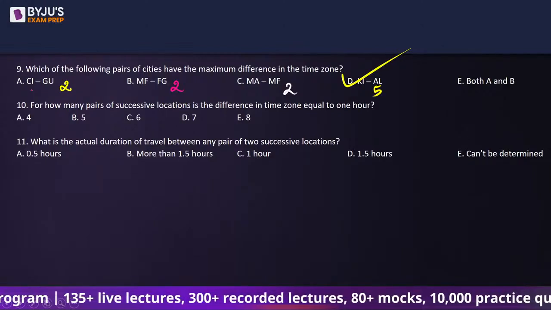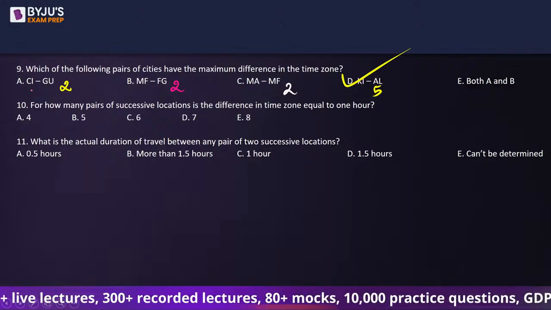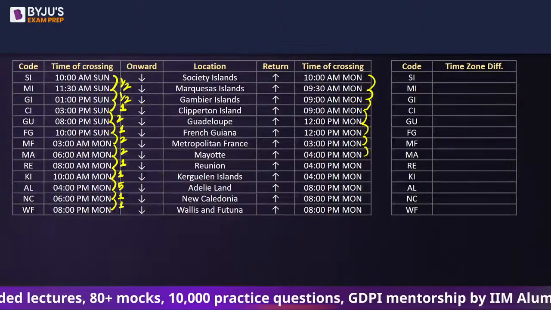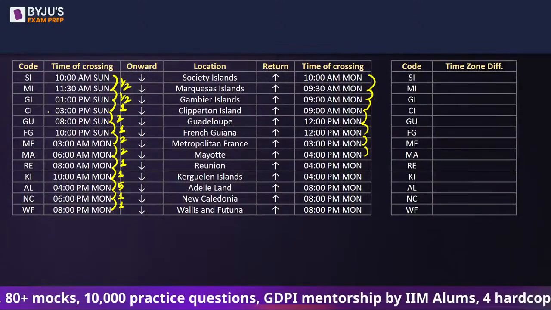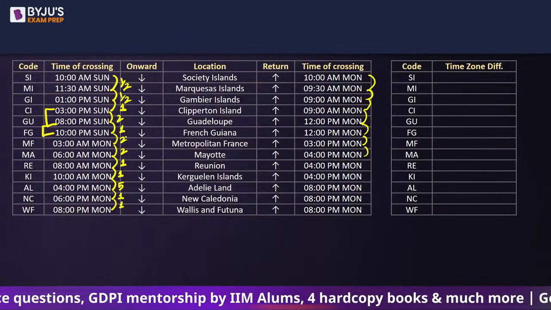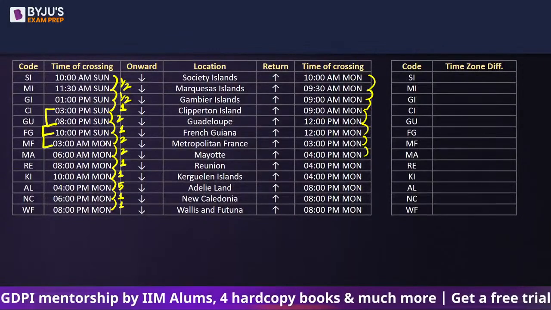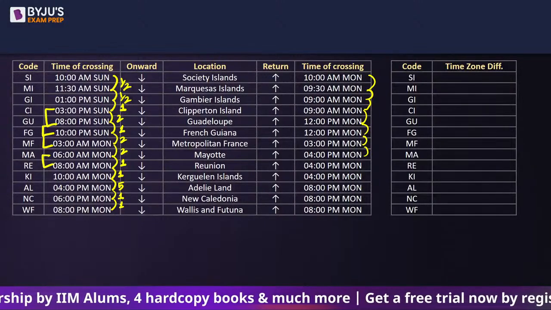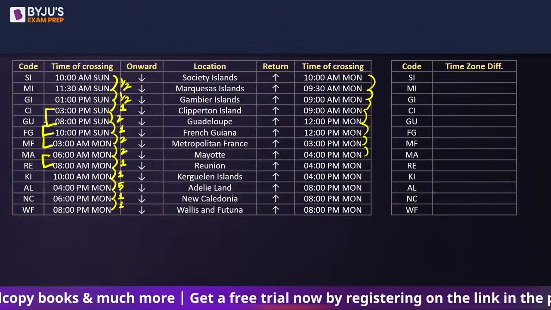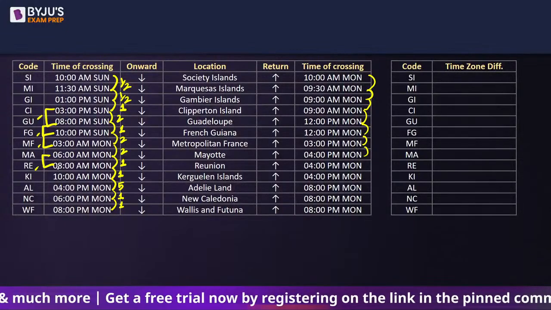How many have a difference in time zone equal to 1 hour? Oh, the difference in time zone equal to 1 hour, not the time zone being equal to 1 hour. So the difference between 1 and 2 is 1 hour, between 2 and 1 is 1 hour, between 1 and 2 is 1 hour, between 2 and 1 is 1 hour. So how many do we get? 1, 2, 3, 4. We get 4 of them.